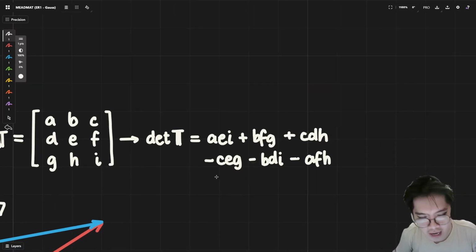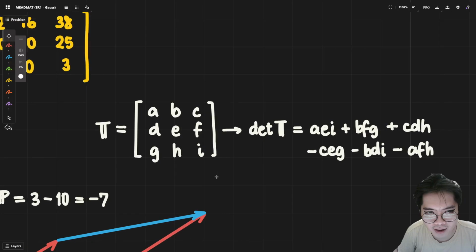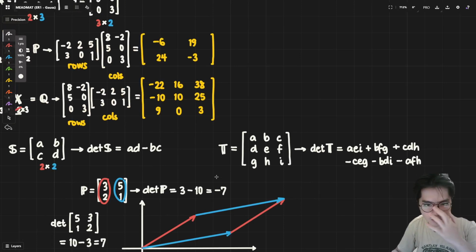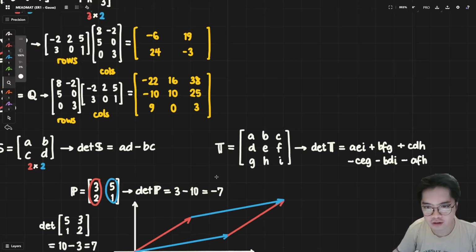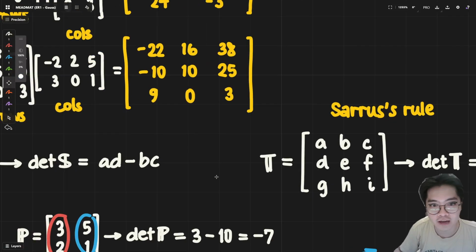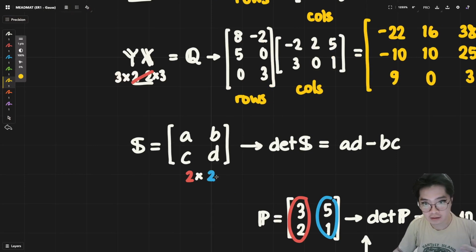So you might be saying, how am I able to recite this off the top of my head? For the 2 by 2 and 3 by 3 matrices, I'm doing what we call the basket weaving rule, or Sarrus's rule. You can look this up if you would like: Sarrus's rule, S-A-R-R-U-S. But basically, I'm creating a basket weaving technique.